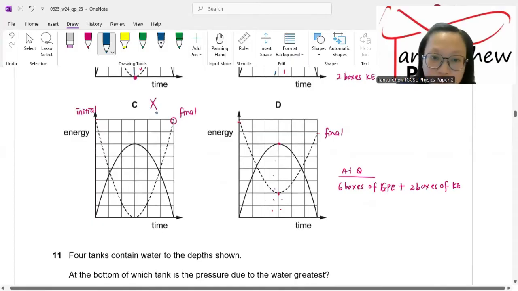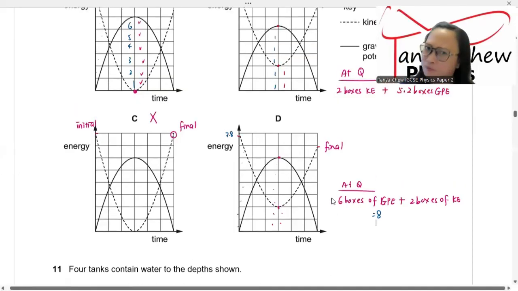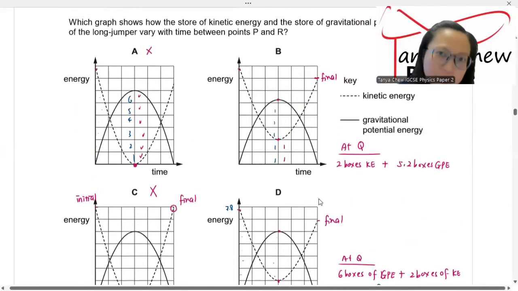Look at D. So I would calculate 1, 2, 3, 4, 5, 6, 7, close to 8, maybe 7.8, for example. Right? For example, just as a guide. So you could see that at Q, this is 6 boxes of gravitational potential energy plus 2 boxes of kinetic energy. You get 8, which is higher than the initial energy, which is not logical because energy cannot be created, remember?